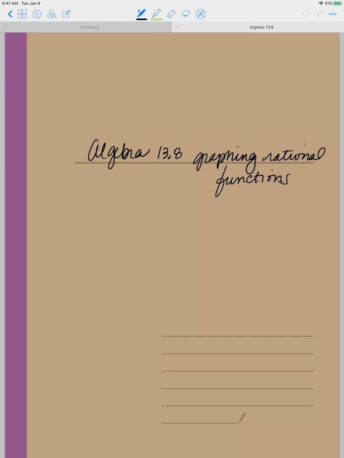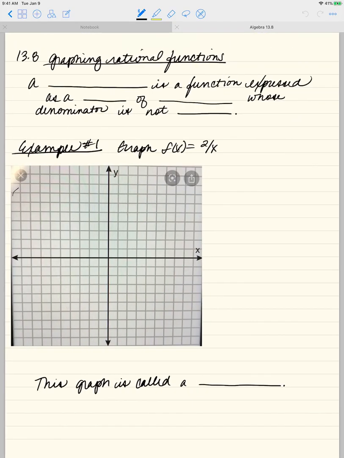All right, guys, last section in chapter 13, and it's graphing. You didn't think doing all those charts the other day was going to be the end of the fun of your 8th grade algebra year, did you? Here we go. Okay, graphing rational functions.